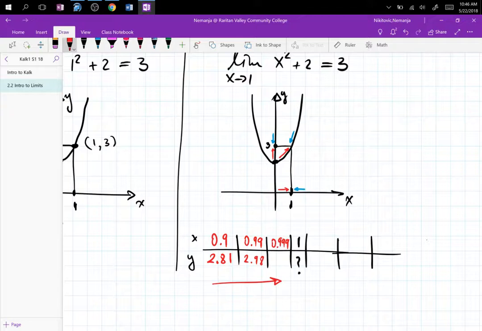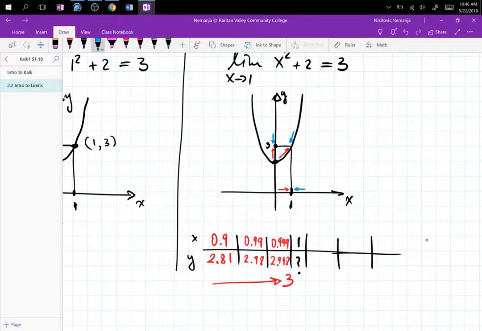And then 0.999 squared plus 2 is 2.998. And that's even closer to 3. So you see that as x goes to 1, y goes to 3. So the red arrow goes to 3. Now let's check out the blue side.